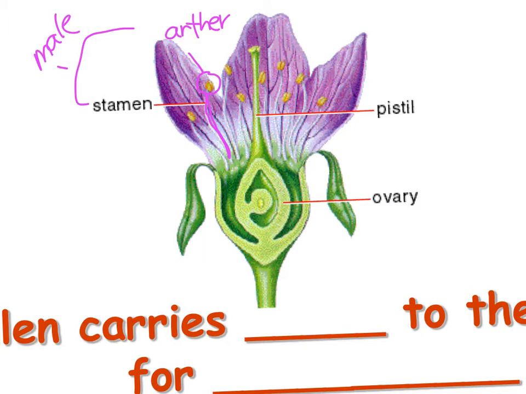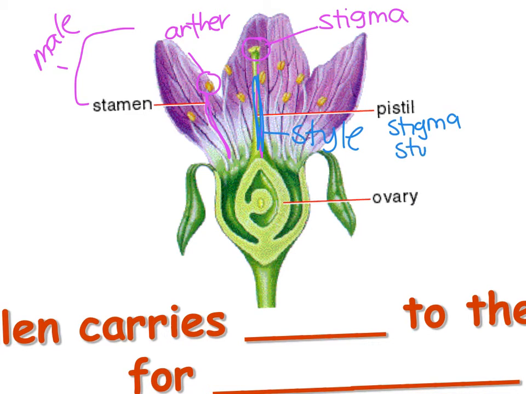The pistil is composed of the stigma, this part here, I'm going to change that color, the style, and then the ovary. So the pistil is made out of the stigma, style, and the ovary. And these are the female parts of the flower. Now it's easy to remember that the stamen is the male part because it actually has the word men in it. So the stamen is your male part of the flower. The pistil, stigma, style, and ovary are your female portions.